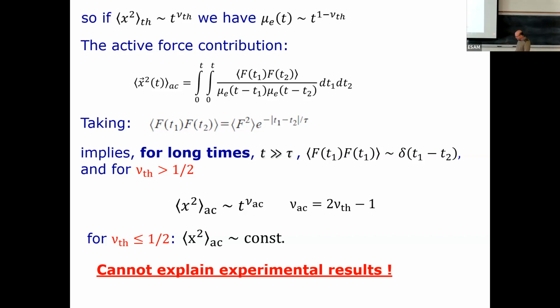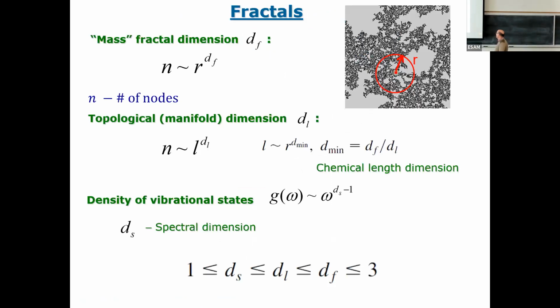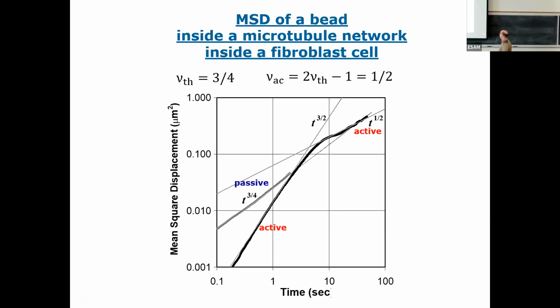So this cannot explain the experimental results. That's something the naive way of explaining things doesn't work. But in the past, it worked, like with the group of Michael Elbaum, we tried to explain how a bead that experienced phagocytosis is moving inside the cell.